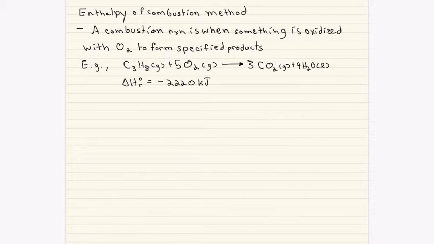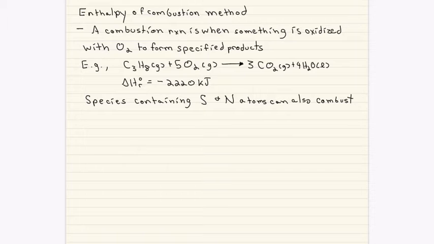One thing I want to point out is that combustion reactions not only happen with organic molecules, but they could also happen with other species as well. So things containing sulfur or nitrogen atoms can also combust. Okay? And so this is what a combustion reaction is.